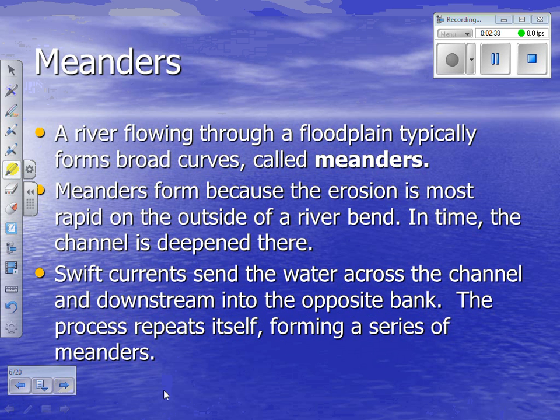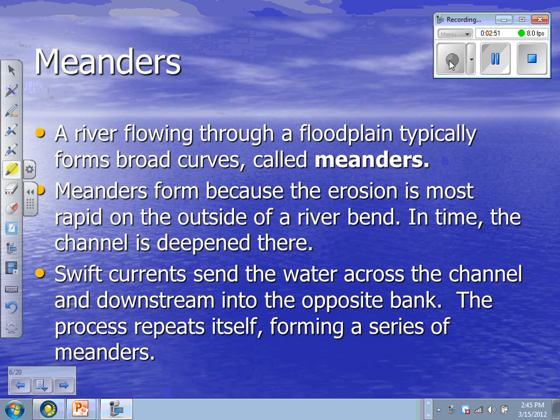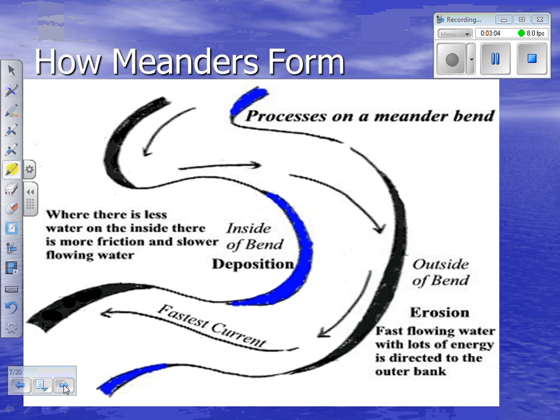Meanders. A river flowing through a floodplain typically forms broad curves called meanders. Meanders form because the erosion is most rapid on the outside of a river. In time, the channel is deep in there. Swift currents send the water across the channel and downstream into the opposite bank. The process repeats itself, forming a series of meanders.